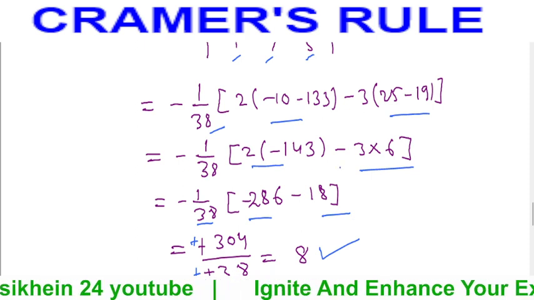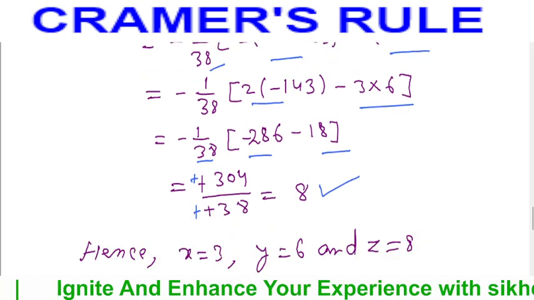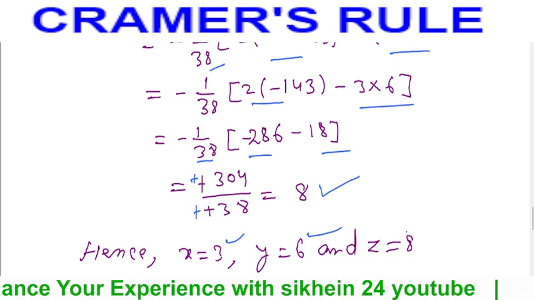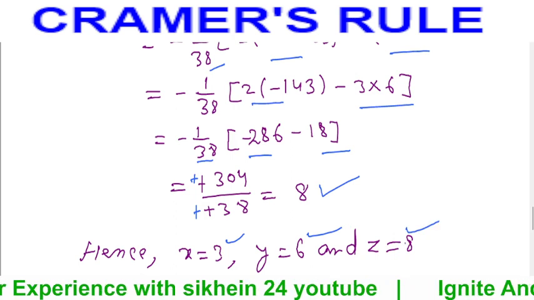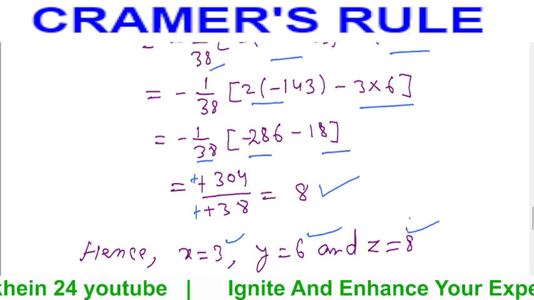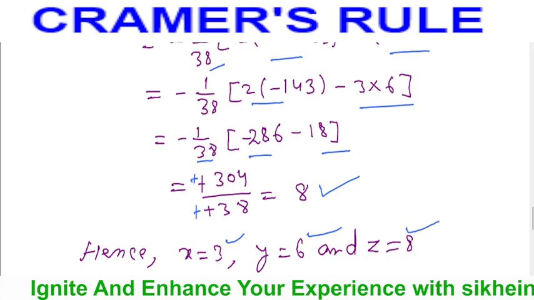Respectively, we completed this session. What we get is the value of x and y: x equal to 3, y equal to 6, and z equal to 8. Like this we apply Cramer's rule and find the values of x, y, z of the given simultaneous equations.